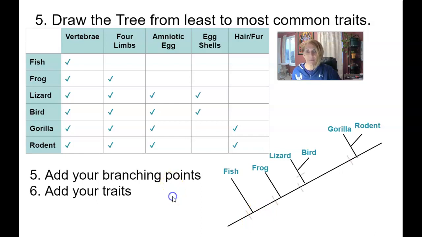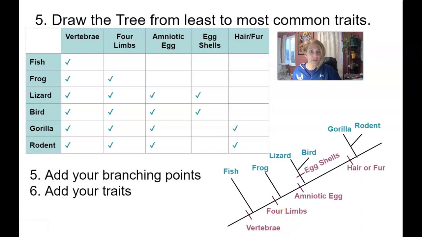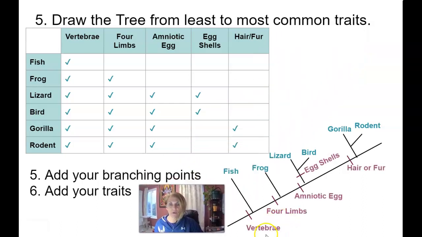So I'm ready to add my branching points. So I put a branching point every time a new trait appeared. Okay, so add your traits. My ancestral trait was the vertebrae. The next most common trait was the 4 limbs. So they all had 4 limbs except for the fish. So the fish does not have this. From here on, every organism has 4 limbs.